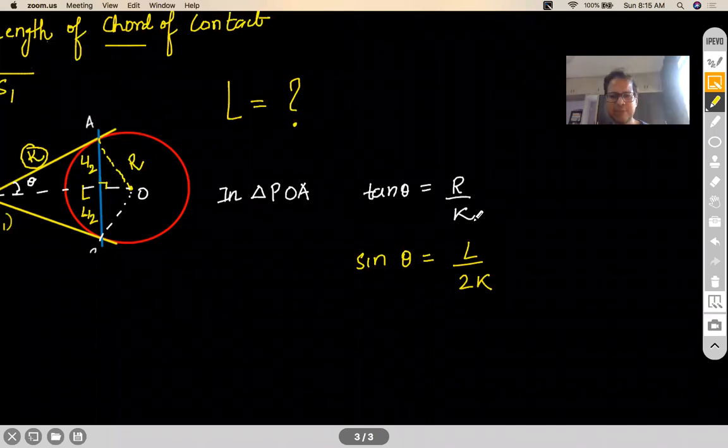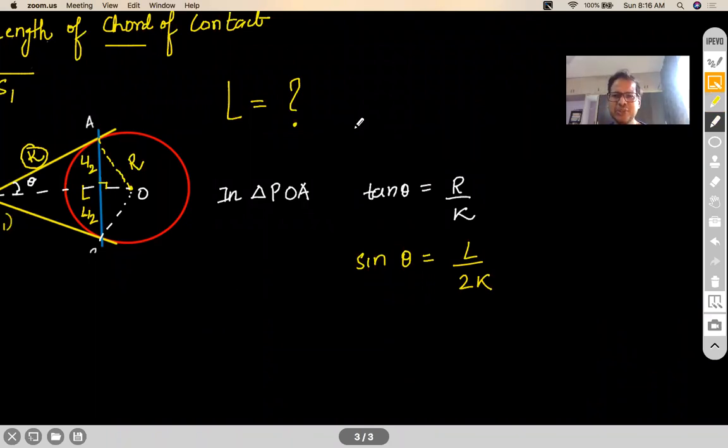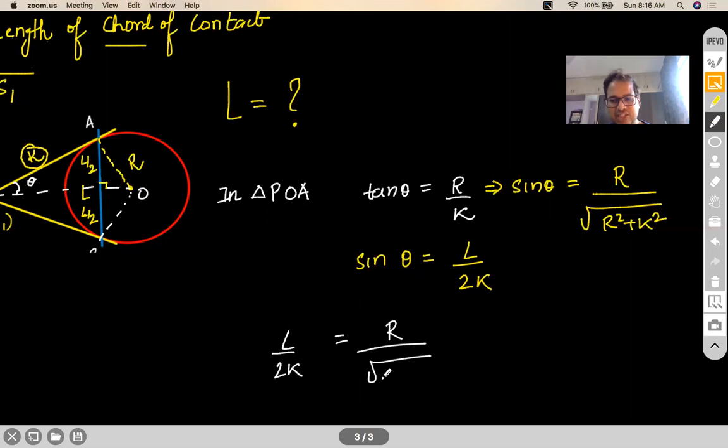So you'll say very simple. How do you eliminate theta? There are so many things we can use. We can use our identities, or you can directly use the fact that if tan theta is this, then sine theta should have been R by under root of R square plus K square. So comparing these two results, L by 2K is equal to R by under root of R square plus K square. Am I right? Any questions? So from here, your L value will be 2KR by under root of R square plus K square.